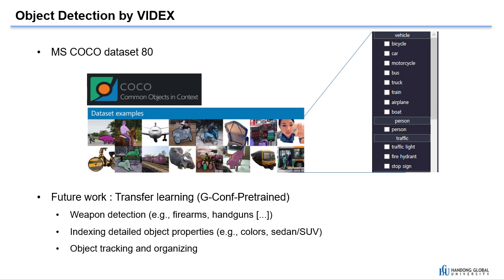In the future, we plan to add weapons categories and properties of specific objects such as color and car models through transfer learning. Also, we will add algorithms to track and organize objects.